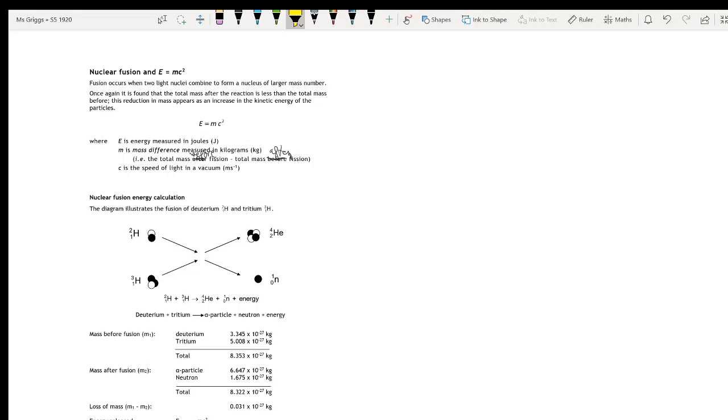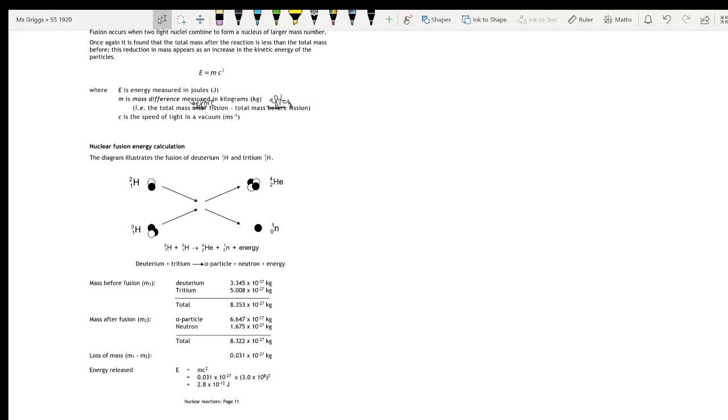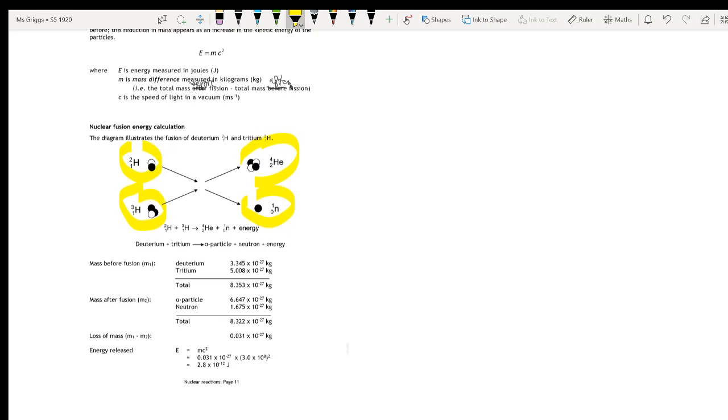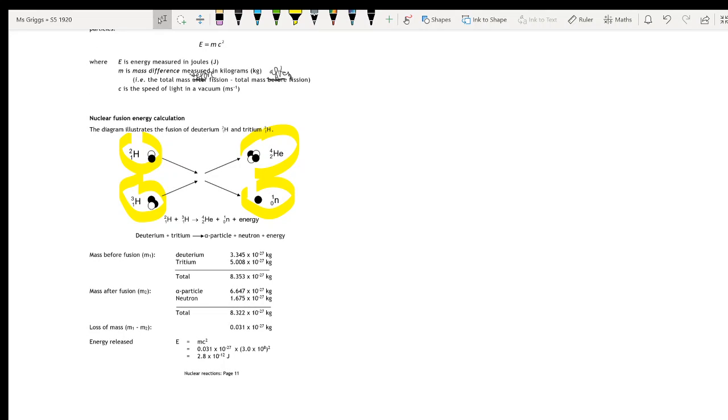Okay, so an example of a nuclear fusion energy calculation is this one. There's two hydrogens, two isotopes of hydrogen. One's deuterium, which is that one, and one is tritium, which is that one. They're just names for isotopes of hydrogen. And they fuse together and form helium and a neutron. So the equation is there. Deuterium plus tritium gives you helium, or an alpha particle, plus a neutron plus energy.